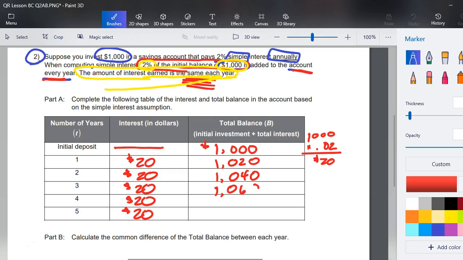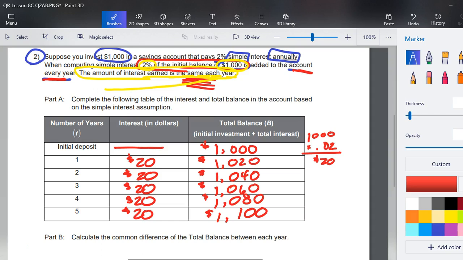The end of my third year, the end of my fourth year, and the end of my fifth year. This completes the chart for simple interest. Part B says, calculate the common difference of the total balance between each year.